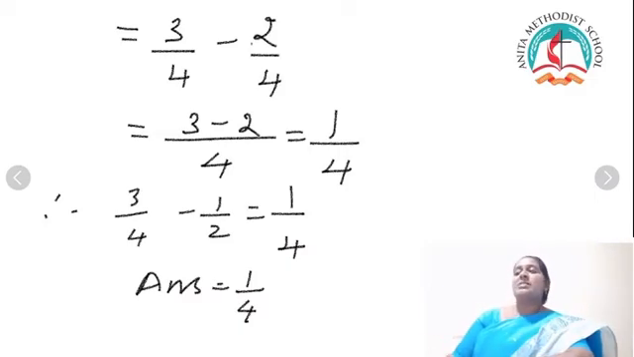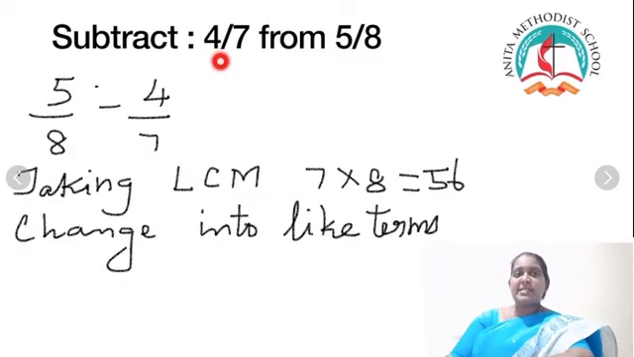Yes. Subtract 4 by 7 from 5 by 8. What is the problem, children? Subtract 4 by 7 from 5 by 8. Now you are going to do it. Okay, I will give you time. First, what to do? 5 by 8 minus 4 by 7. See the denominators? Denominators are unlike. It is not same.